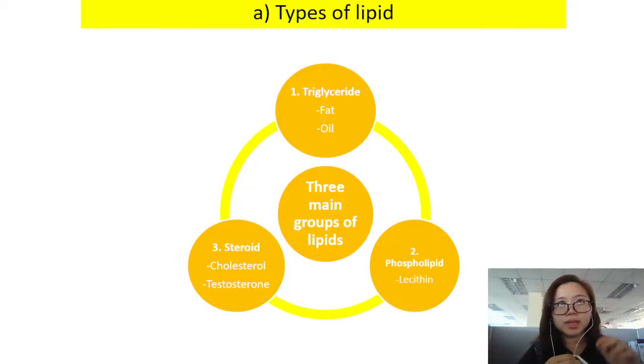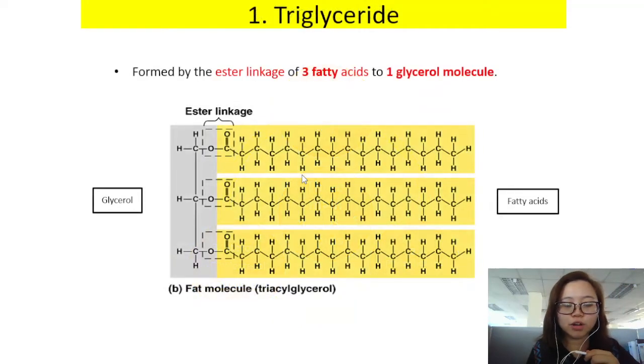The important thing is it's not a polymer. It's not the same thing repeating. It's just one long thing. So these 3 types of lipids that we have here are 3 different types, not different levels, just different types. Okay, let us go in before I confuse you too much.